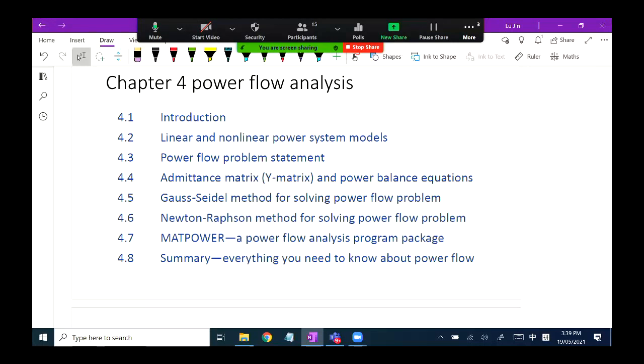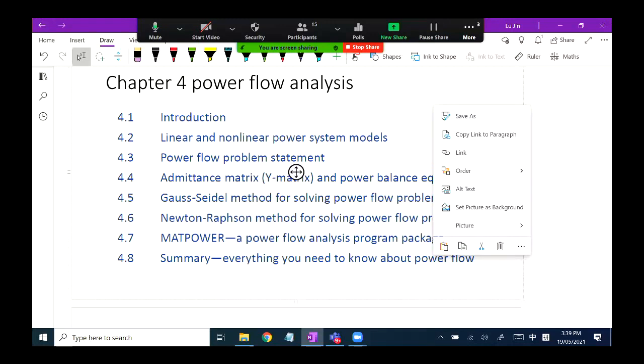In our tutorial, I can't remember which chapter, we have a similar question there. So you need to understand how to use this particular methodology to solve the fault system critical angles. Okay, we talk about that later. This is chapter 4, power flow analysis. Actually, chapter 1 to chapter 4 have already been covered in our class test. So you should already be very familiar with these contents.